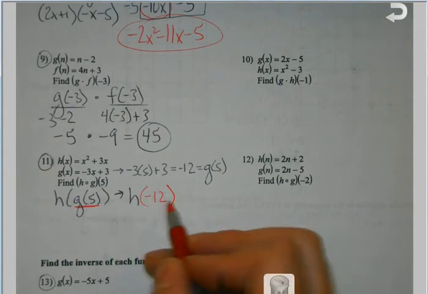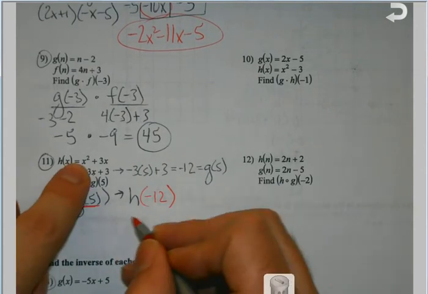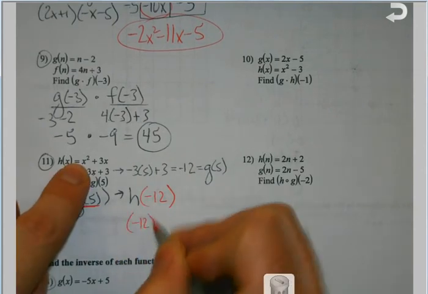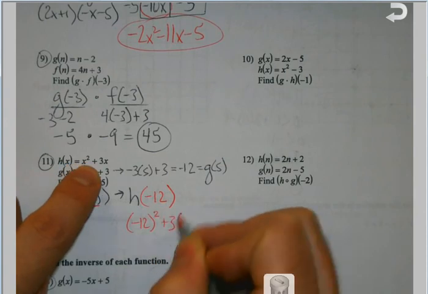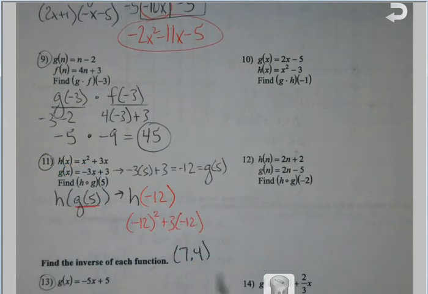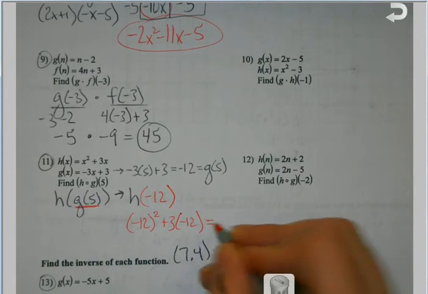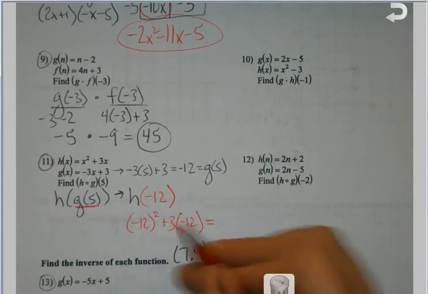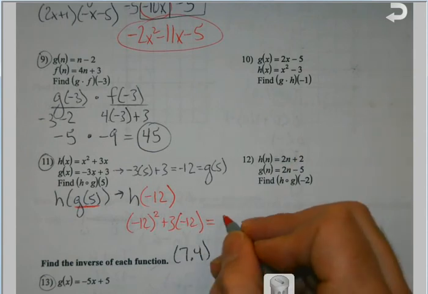And now h of negative 12. So everywhere in h that I see an x value, I go ahead and plug that in. And again, if you plug it in the calculator, that's fine. Make sure you use parentheses. We have 144 minus 36.